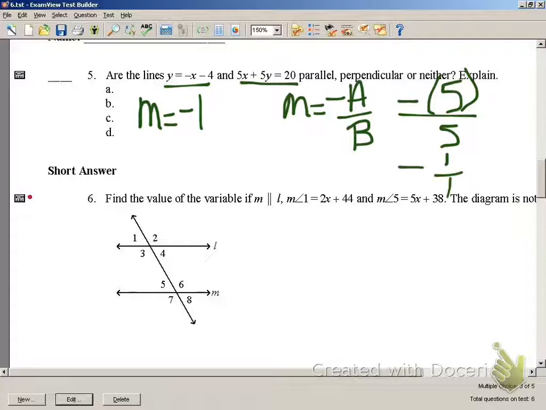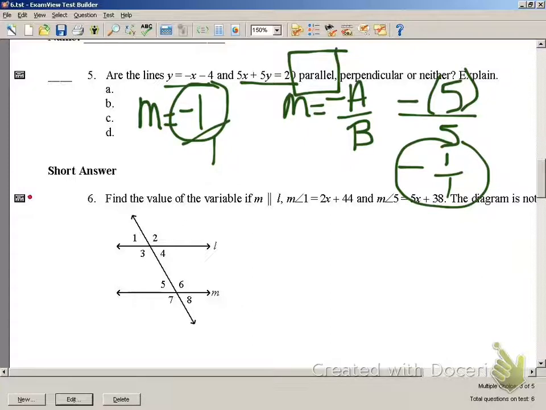So let's compare the two slopes. Here I have negative 1, and remember, it's understood as being over 1. And here I have a negative 1 over 1. So as we compare them, we see that the slopes are the same. If the slopes are equal, that means the lines are parallel. If the slopes were negative reciprocals of each other, that means that the lines would be perpendicular.